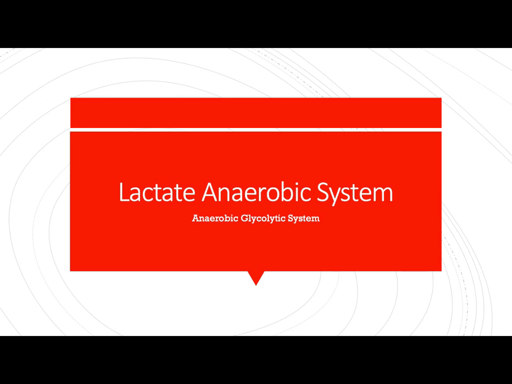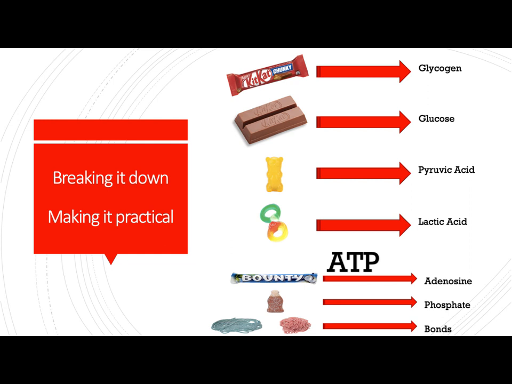during this video. So what you're going to need to make it practical, I'm going to use Kit Kat Chunkies as my glycogen. I'm going to use Kit Kat as my glucose. I'm going to use gummy bears as my pyruvic acid. I'm going to use hoops or Haribo rings as my lactic acid. Additionally, I'm going to reference the ATP we did last week where we're using the Bounty, the cola bottles, and the fizzy strings for our adenines, phosphate, and our bonds.